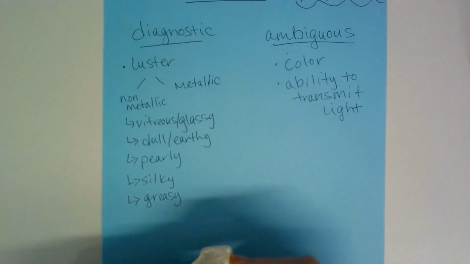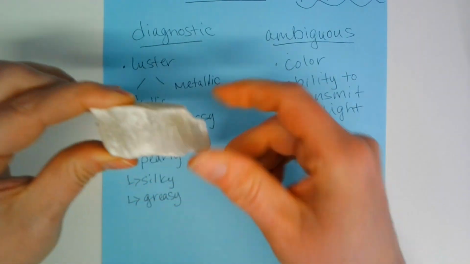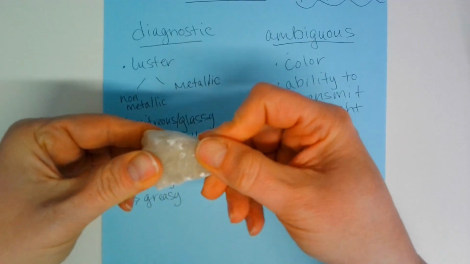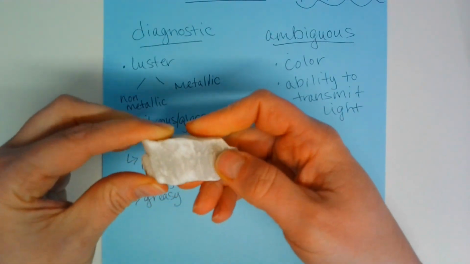This is my fibrous. I don't have it on here, but this is very fibrous. You can see there's lines cutting through it. It does actually feel very silky. You can't really tell that.